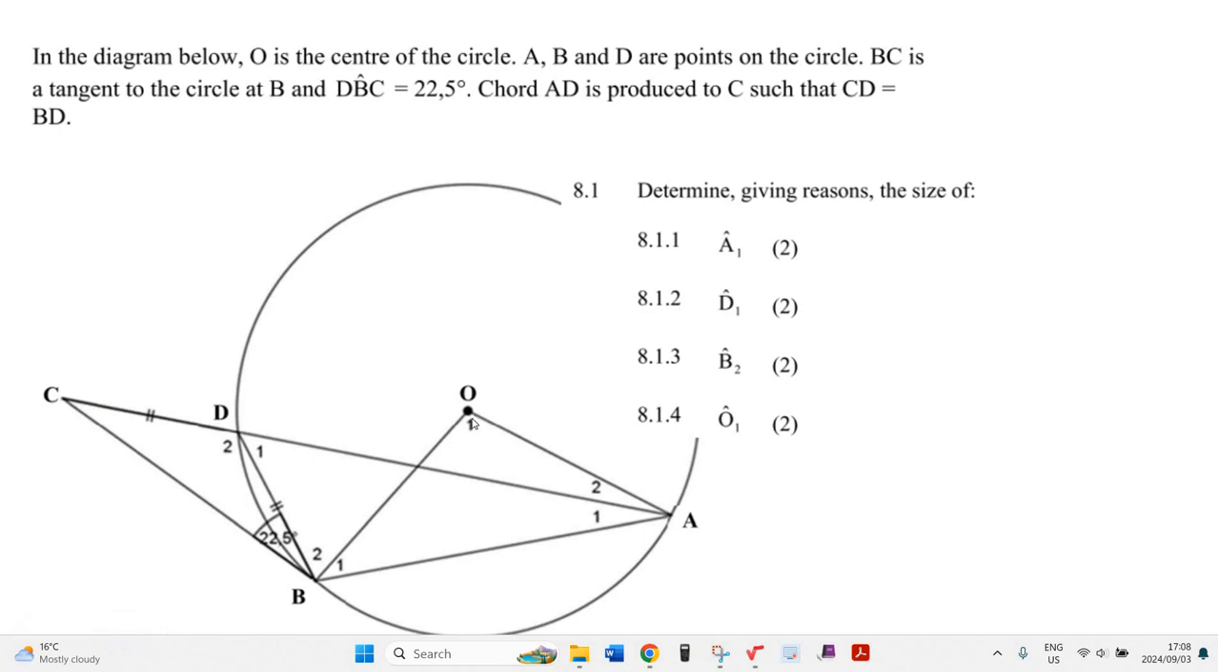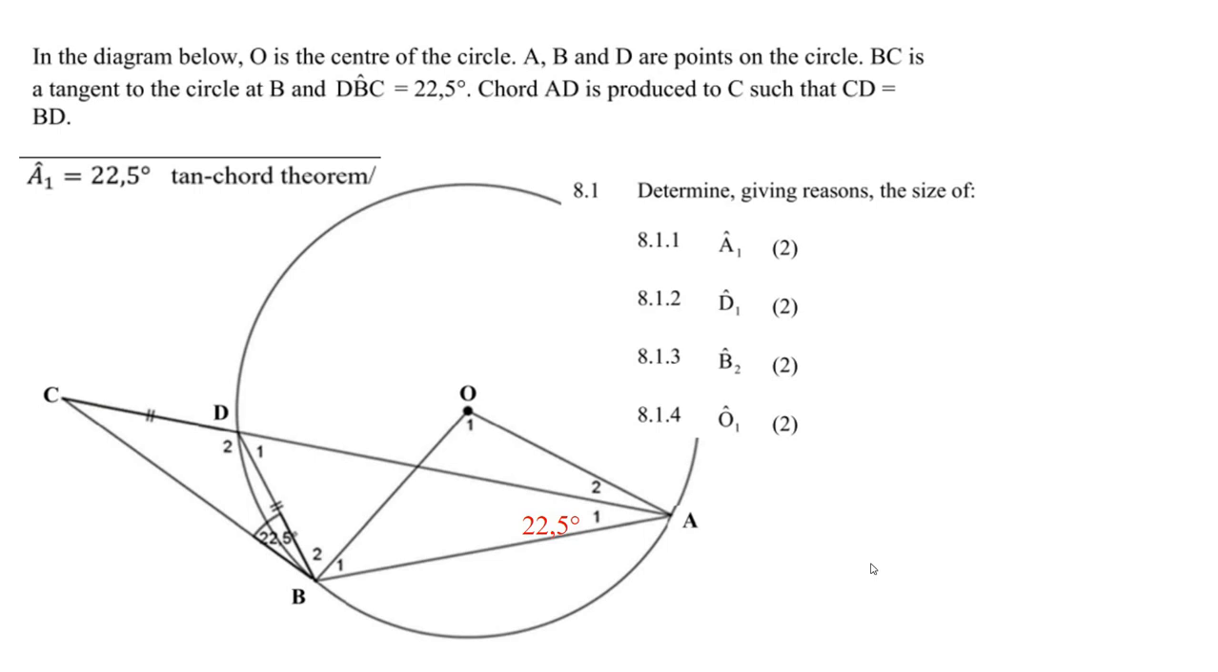They tell us O is the center, and they tell us, I think, that D and B and A are points on the circle, and CB is a tangent. That's important. And there's a triangle in the circle, and that's going to get us our first thing, A1. That's the angle between the tangent and the chord, and there's the angle in the alternate segment. A1's got to be 22.5 degrees. Tan chord theorem. There you go.